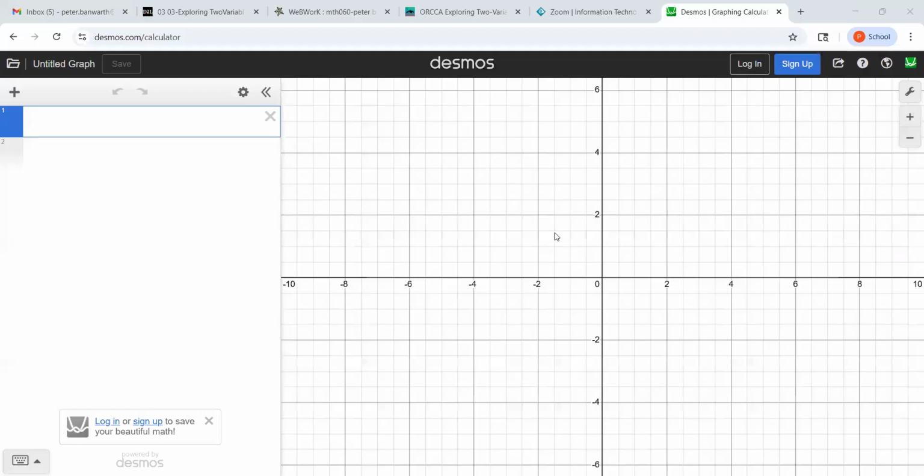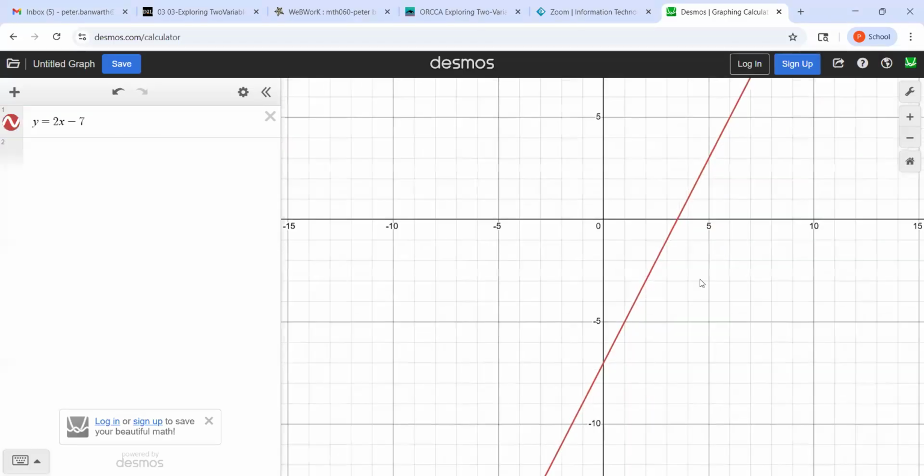All right, so there's Desmos. It's our graphing calculator. We can put functions in pretty easily. I could do y equals 2x minus 7. That was one of my examples. And there it is. There's the y-intercept at 0, -7. And every time I increase x by 1, I increase y by 2.